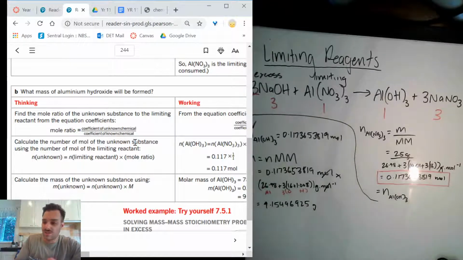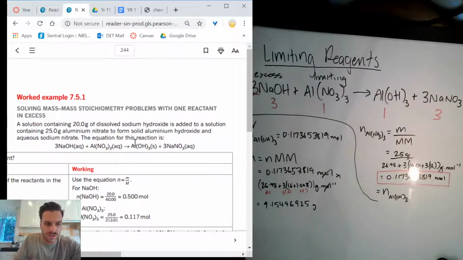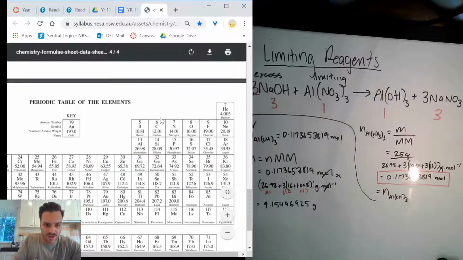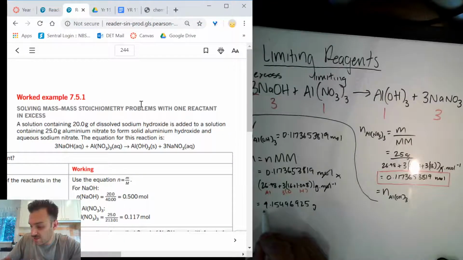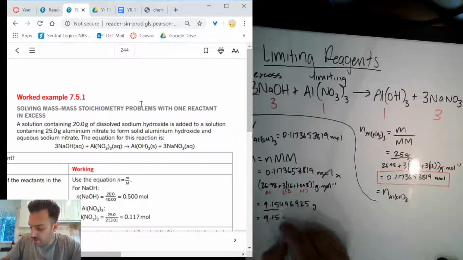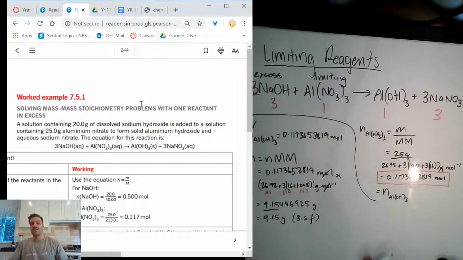Now let's have a look at the numbers that we were given at the start of the question. We were given that to three significant figures. Everything on our periodic table is to 4 significant figures. So our most limiting reading here is 3 significant figures. So we need to round down here. So it's 9.15 grams to 3 significant figures. And that's how you do a limiting reagent problem.